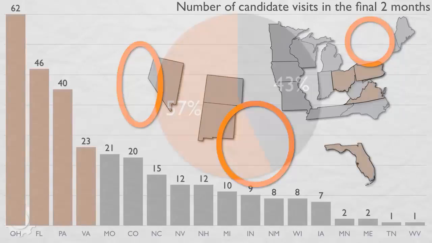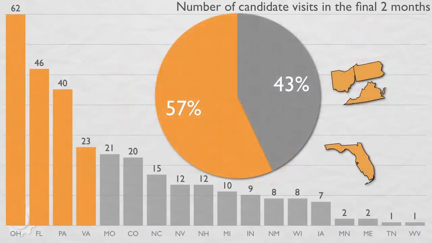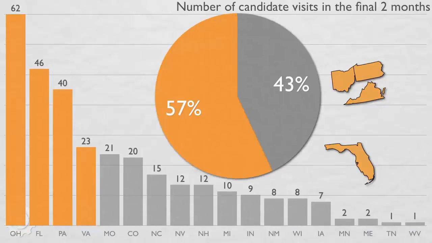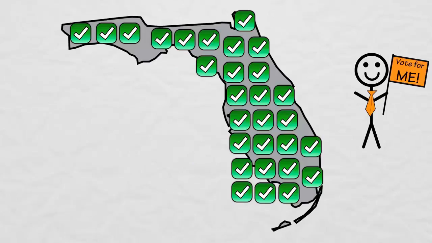So what's going on? Looking closer, just 4 states, Ohio, Florida, Pennsylvania, and Virginia, received a majority of the candidates' attention during the election. And if you follow the money, it's the same story. Why do candidates spend so much money and time in so few states? Because the way the Electoral College works forces them to do so. The elections are winner take all.